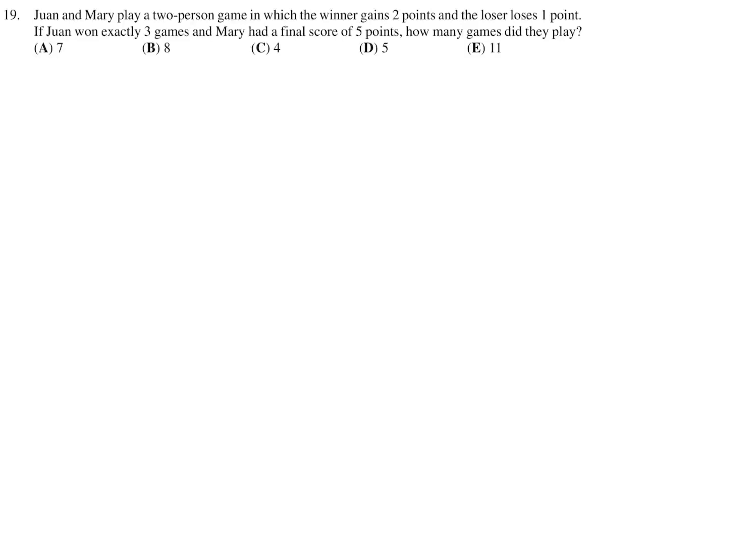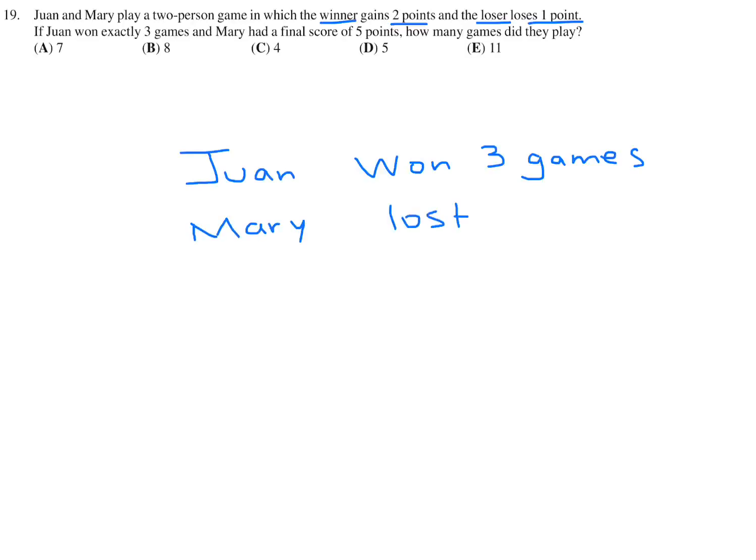Juan and Mary play a 2-person game in which the winner gains 2 points and the loser loses 1 point. If Juan won exactly 3 games and Mary had a final score of 5, how many games did they play? All right. First, let's just write down what information they give us. Juan won 3 games. And since there's only 2 players, that means Mary must have lost 3 games.